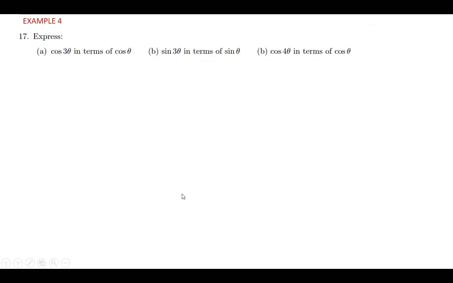So let us now try to look at these examples here. These examples are simple. Let us try to look at A. So A here is saying cos 3 theta. They are saying express cos 3 theta in terms of cos theta. And how can you do that? Simple. You know that cos 3 theta can also be written as cos of 2 theta plus theta. This is the other way in which you can write cos 3 theta.